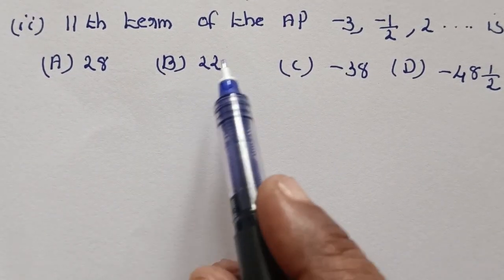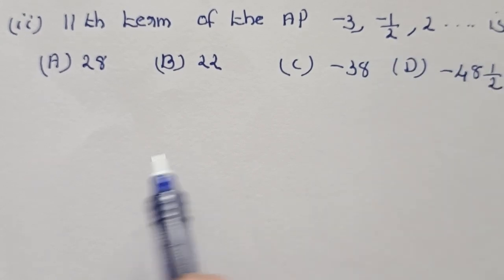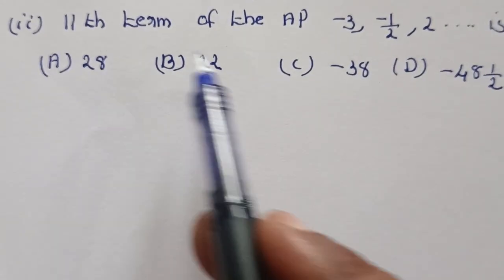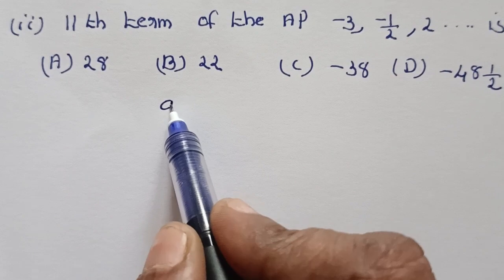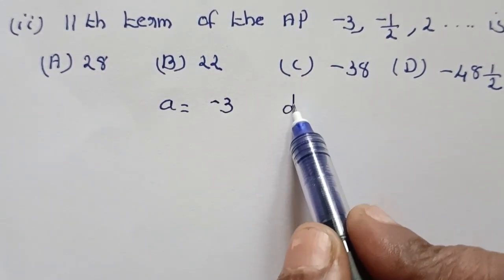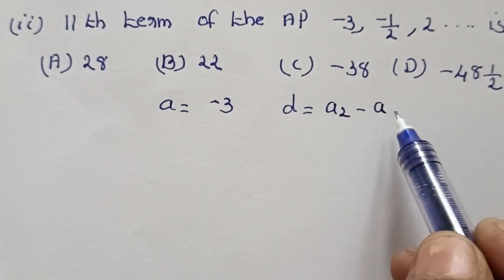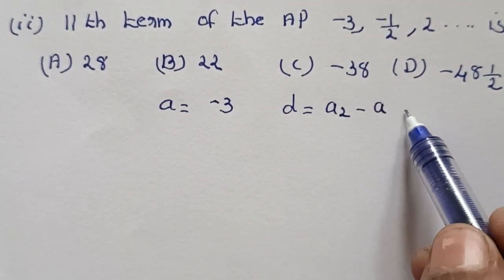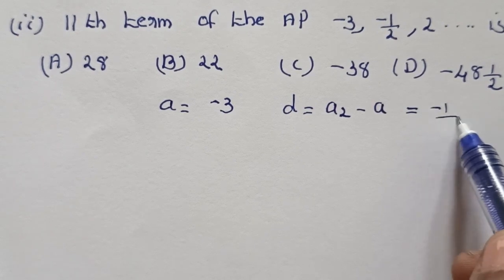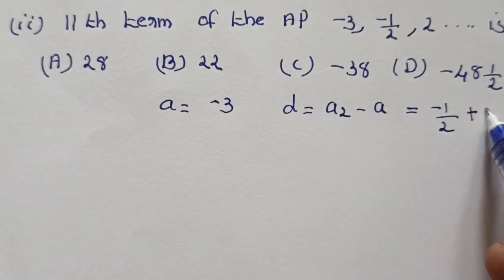Second question: the 11th term of the AP -3, -1/2, 2, ... we have to calculate the 11th term. So a, the first term, is -3. Common difference d equals a2 minus a1, or we can write a2 minus a. First term is a, isn't it? That is equal to -1/2 minus (-3). Minus will become plus 3.